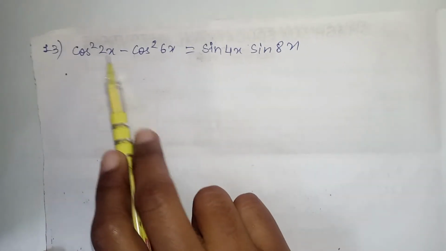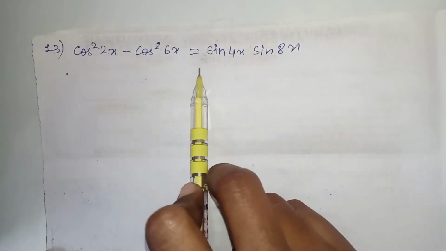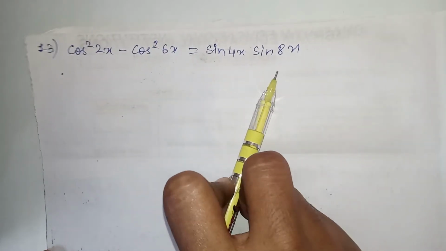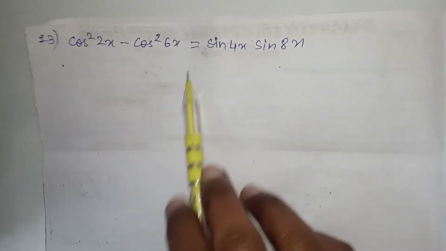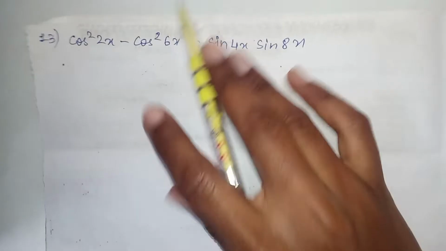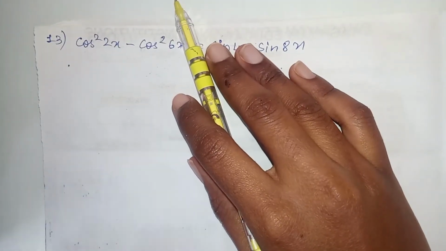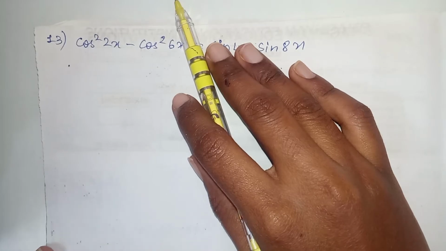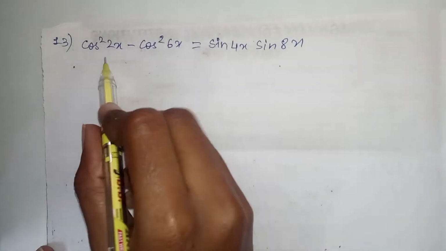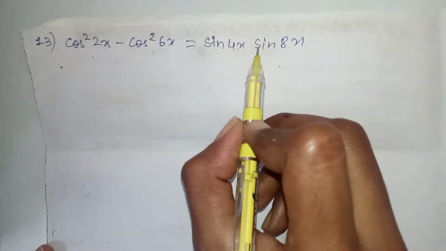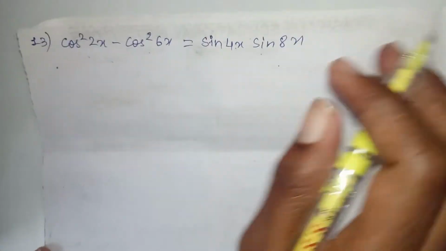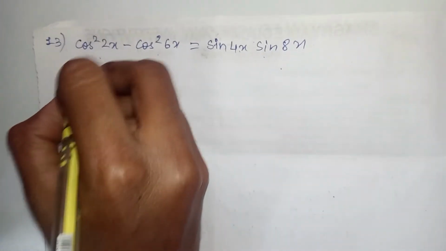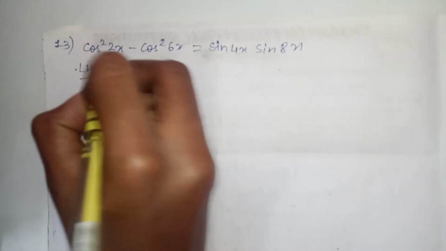13th question. Cos square 2x minus cos square 6x is equal to sin 4x sin 8x. This question is in the same format as the 12th question. If you want, I'll do it for you. First we have to take the left hand side and we have to get sin 4x sin 8x. Let's do the left hand side, okay?